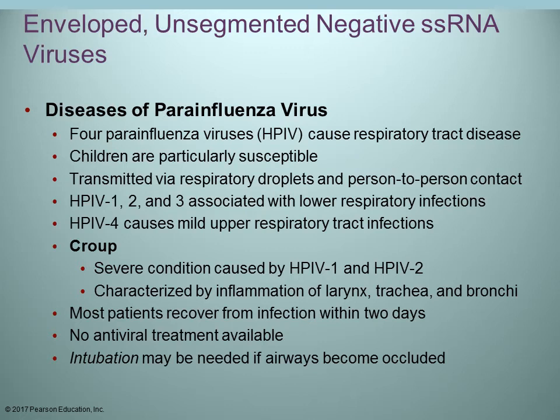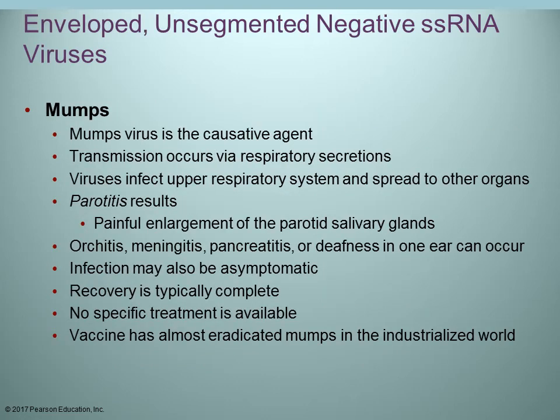Parainfluenza causes respiratory tract diseases. Children are more susceptible than adults, transmitted by respiratory droplets and also person-to-person contact. Depending on which of the strains you have, 3 of them, 1 through 3, cause lower respiratory infection, and 4 causes upper respiratory tract infections. 1 and 2 can cause croup, which is where you have inflammation of the larynx, the trachea, and the bronchi. Most patients are going to recover within a few days, so you don't need any type of special treatment. If the airways do become blocked, you may have to intubate.